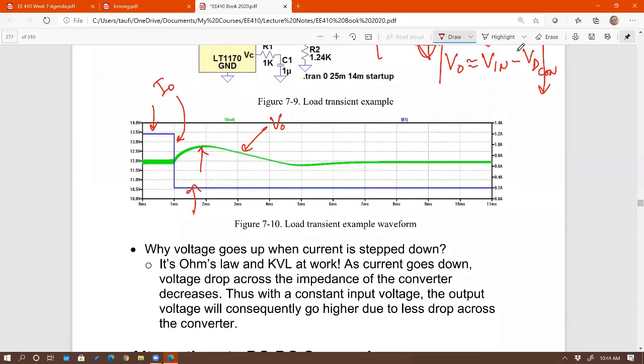Okay, all right. So if somebody asks about why the voltage goes up as you are stepping down current, now you know. It's going to be the opposite. If I'm stepping up current, then voltage is going to go down, right? Because then you have more drops within the converter.